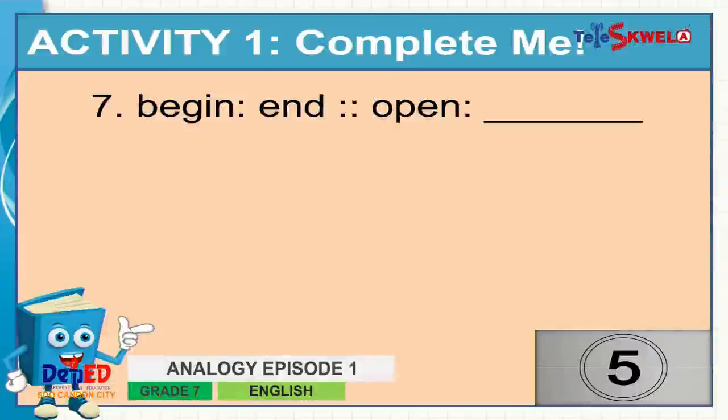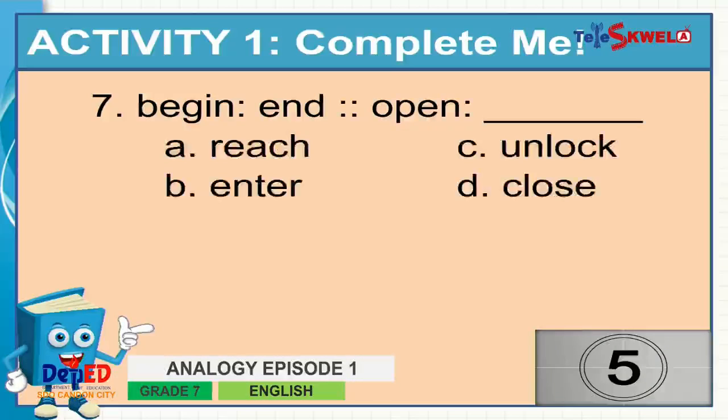Number 7. Begin is to end as open is to letter A, reach. Letter B, enter. Letter C, unlock. And letter D, close. And the answer is letter D, close. Begin is the opposite of end as open is the opposite of close.